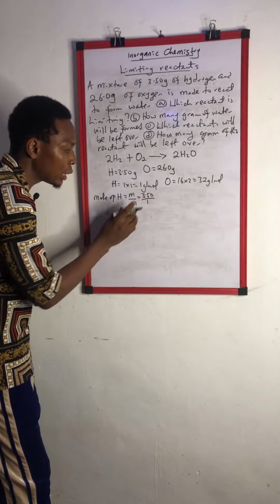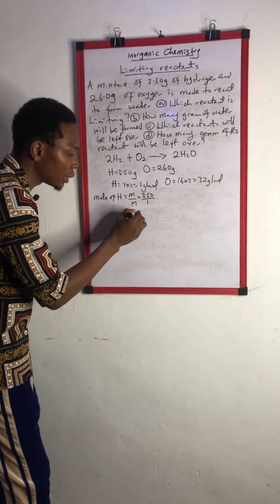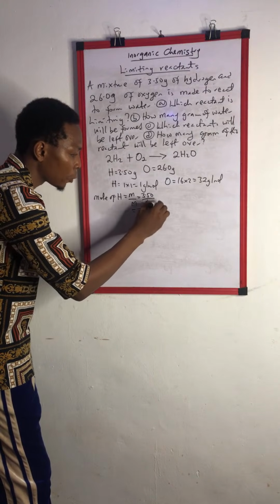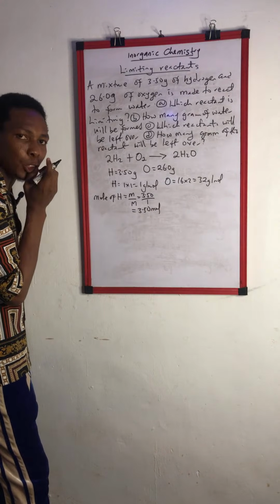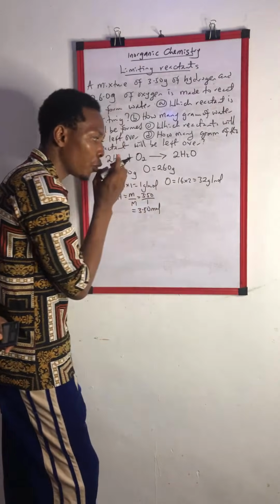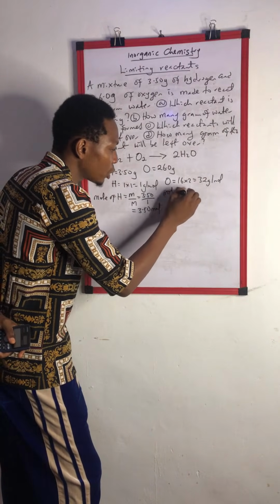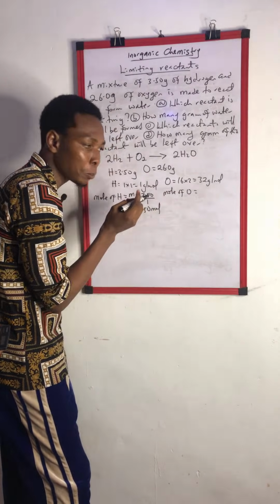3.50 divided by 1, we still have 3.50 mole. So we've gotten the mole of hydrogen. We also look for the mole of oxygen. So mole of oxygen gas.